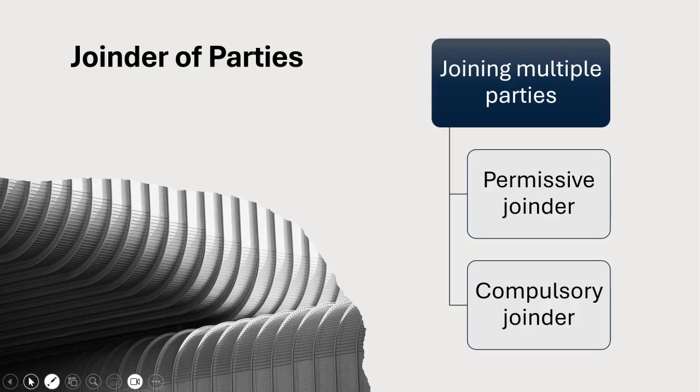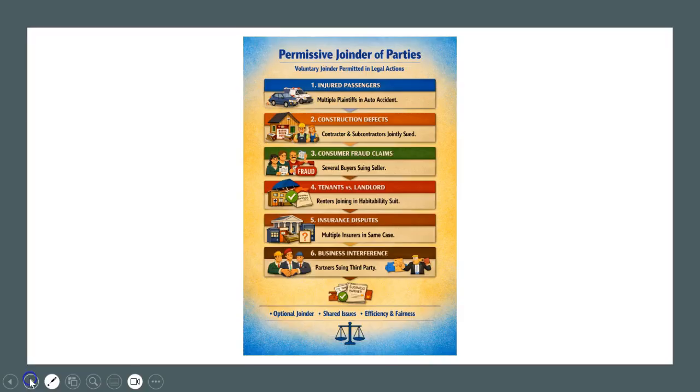So there can be multiple parties, as I mentioned earlier, and there are two types of joinder, we call it: permissive joinder and compulsory joinder. So when you have two plaintiffs or two defendants, let's go with defendants, it could be a reason for this, permissive or compulsory joinder. Permissive joinder is voluntary. It's not required in order to bring a lawsuit.